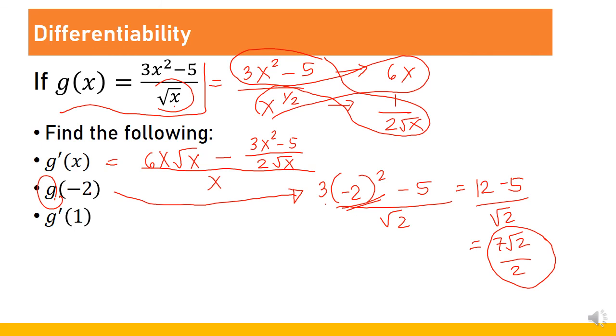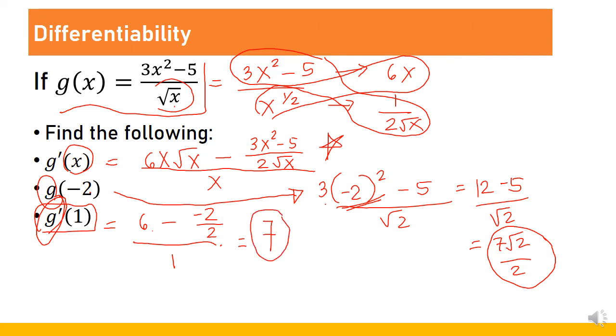Okay? Now, for g prime of 1, this is g prime. Okay, g prime, so that means we'll be referring to this function. This is where we're going to substitute. Substitute what? The 1. So, if x is equal to 1, g prime of 1 will be 6. That will be 3 minus 5. 3 minus 5 is negative 2. Then we have 2 times square root of 1, it's 2, all over 1. So negative 2 over 2 is negative 1. So 6 minus negative 1 will be 6 plus 1 and that is 7. So there you are. That will be for g prime of 1.